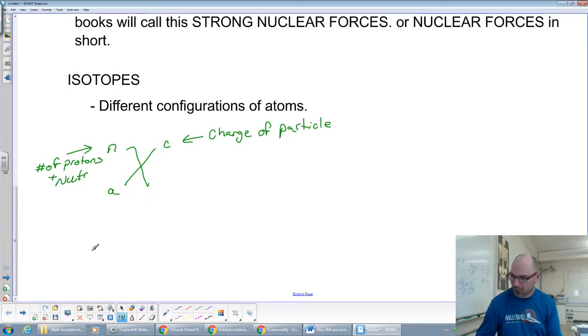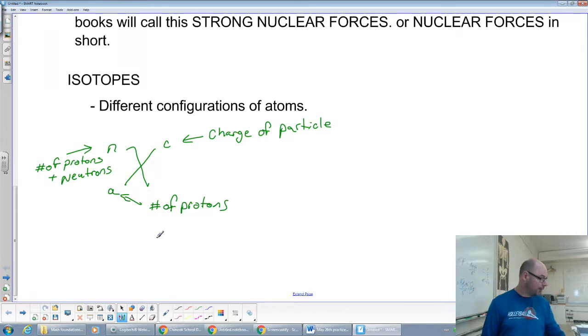Oops, I've got to put an E in there, sorry. Okay, and this is the number of protons. So we have a couple of different numbers. This is the atomic mass unit. So hydrogen would be 1, helium would be 2, and so forth.